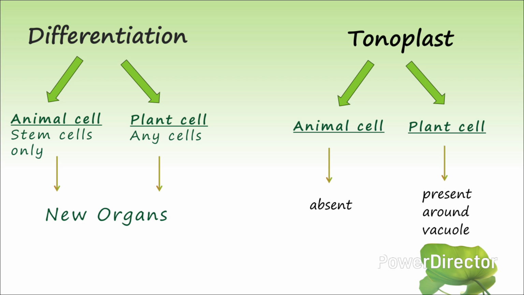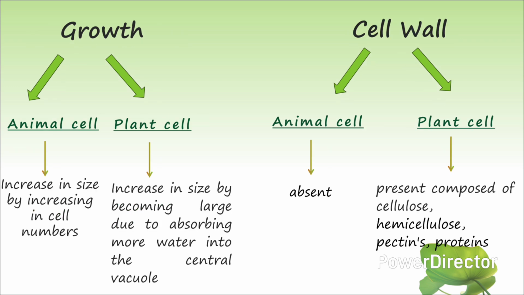Chloroplast. It is absent in animal cells, whereas it is present in plants around vacuole. Next is growth. Animal cells increase in size by increasing in cell numbers. Plant cells mainly increase cell size by becoming larger. They grow by absorbing more water into the central vacuole. Coming to cell wall. Animal cells do not have cell wall but have a cell membrane. But plant cells have a cell wall composed of cellulose, hemicellulose, pectins and proteins along with cell membrane.